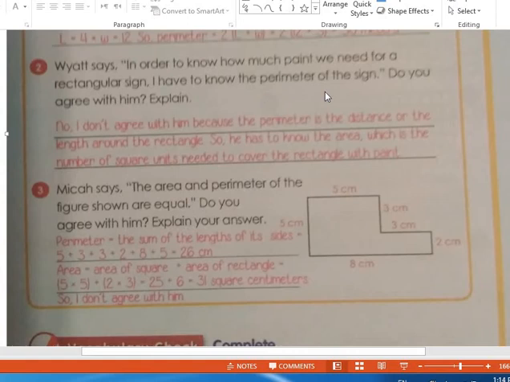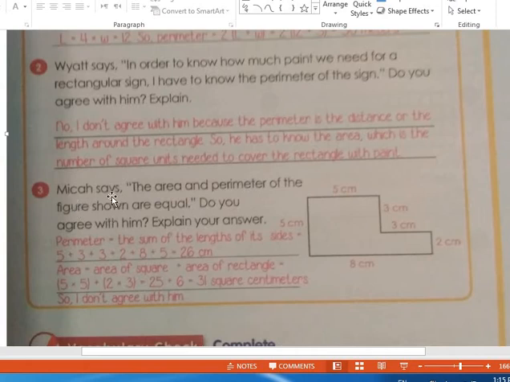The definition of the perimeter is the sum of the outside lengths. Here I want to know how much paint we need to paint a rectangular sign. Inside means the area. The area is the total square units inside the shape. So no, I don't agree with him, because the perimeter is the distance around the rectangle. So he has to know the area, which is the number of square units needed to cover the rectangle with paint. The inside is area, the outside is perimeter.